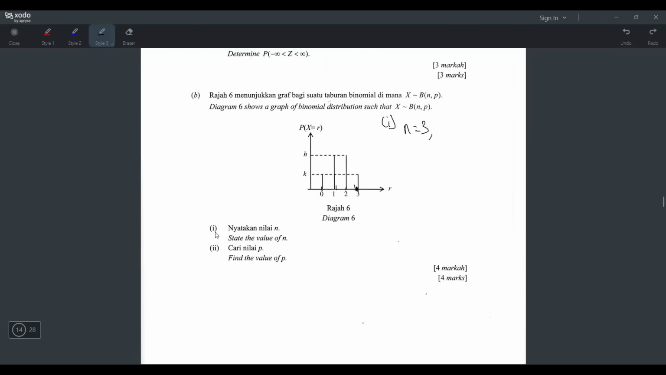Okay. And question one says state the value of n. So it's already done. Okay, now second question, find the value of small p. It means the probability of success.